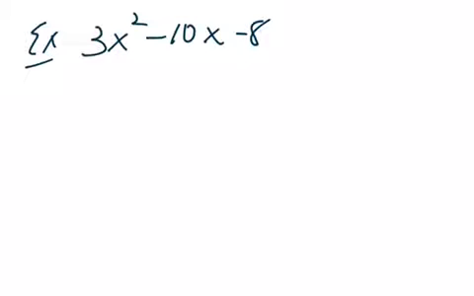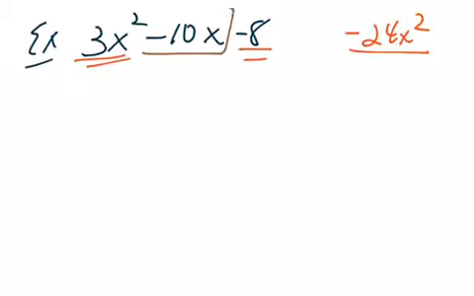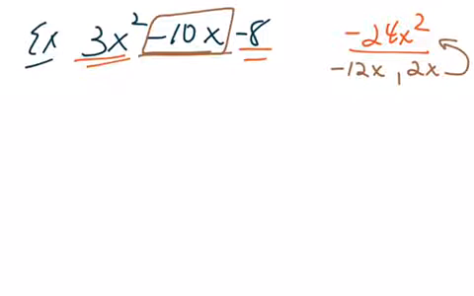Okay? Feel free to pause it and rewind it if you have to. Let's look at another one. So let's say we have 3x squared minus 10x minus 8. So again, 3x squared times -8 gives me a -24x squared, right? 24 has a lot of factors. I get it. Well, not a lot, but a good amount. But you're looking for the factors that are going to combine to get you -10x. So, of course, that's going to be a -12x and a positive 2x, right? Because negative 12 plus 2 makes negative 10. Negative 12 times 2 makes negative 24x squared.